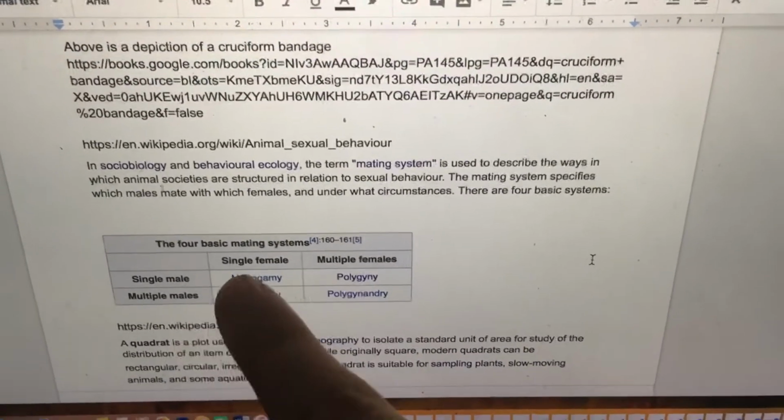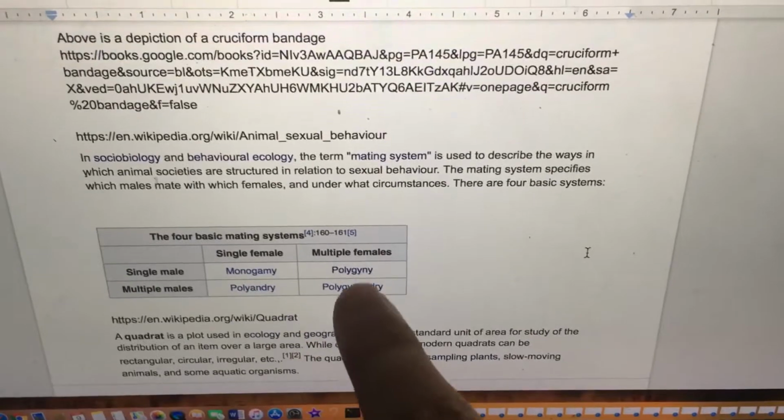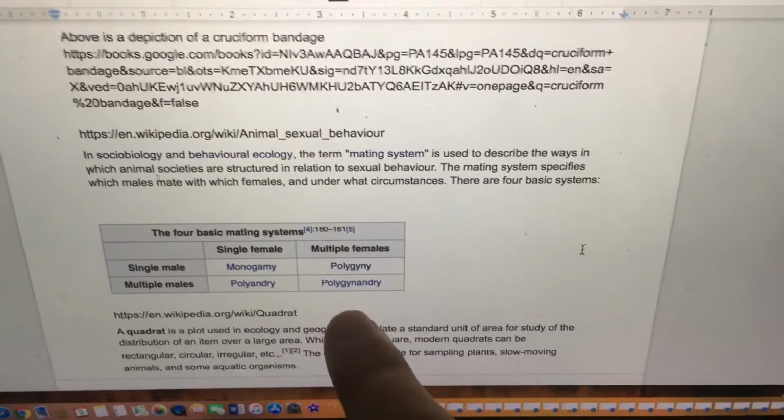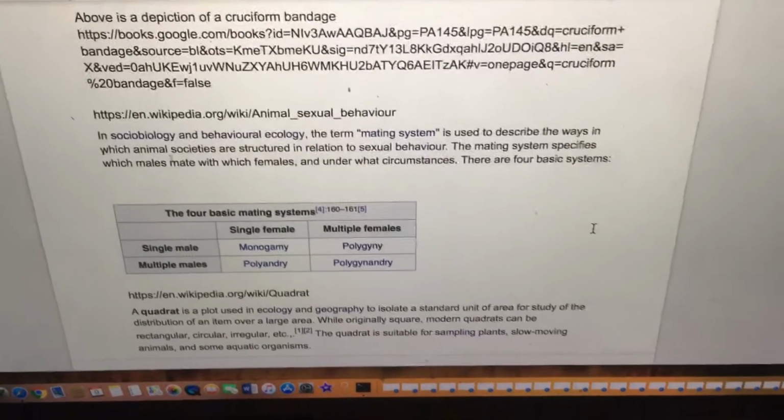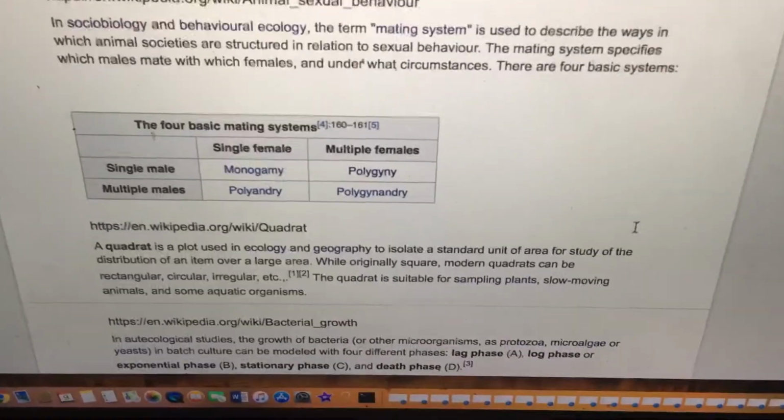So single male and single female would be monogamy. Then there's polyandry, polygamy, and polygyandry, which is multiple males and multiple females.